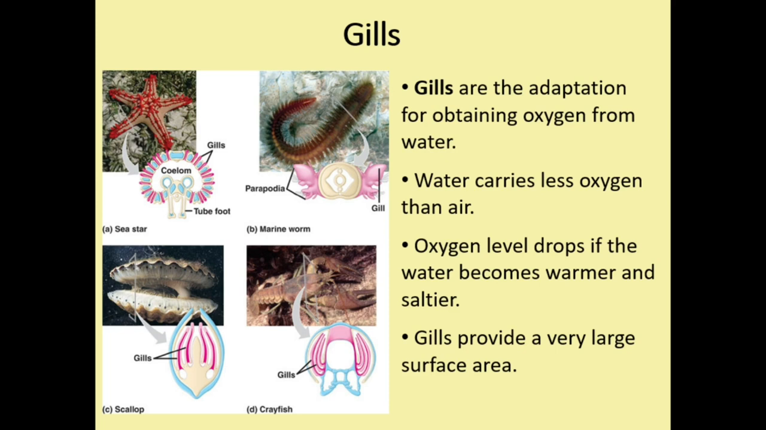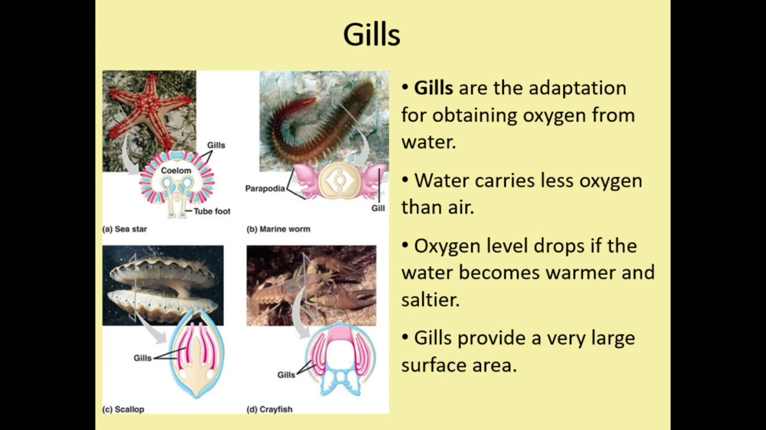Gills, they do meet the requirements that we talked about on the previous slide, though. They provide a very large surface area, they are very thin, and obviously as the animal is living in water, they are also moist. So they meet the three requirements of a successful respiratory surface. And what we can see on the diagrams here are four different examples of gills in aquatic animals.